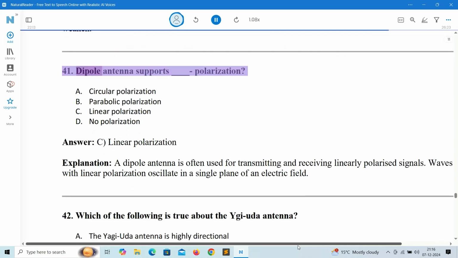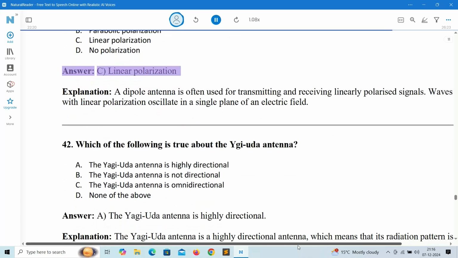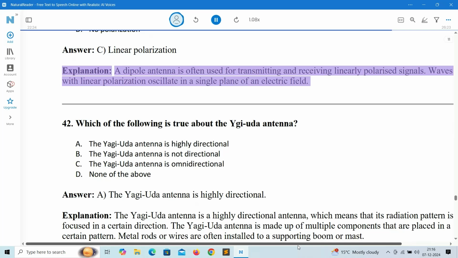41. Dipole antenna supports polarization. A. Circular polarization. B. Parabolic polarization. C. Linear polarization. D. No polarization. Answer: C. Linear polarization. Explanation: a dipole antenna is often used for transmitting and receiving linearly polarized signals. Waves with linear polarization oscillate in a single plane of an electric field.